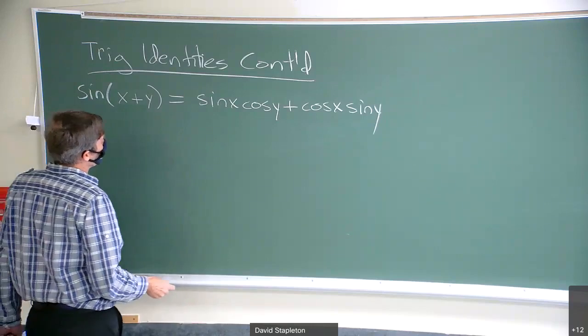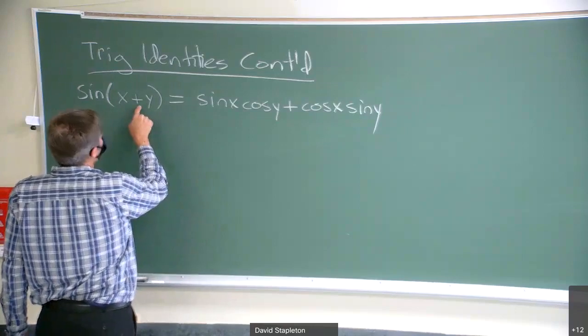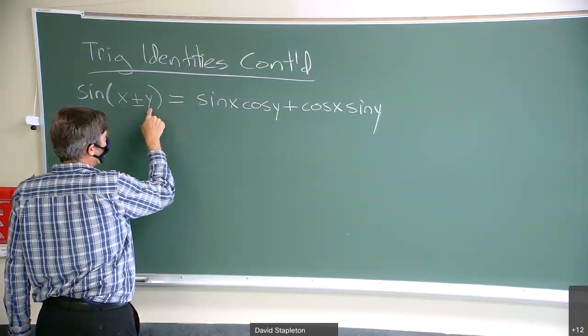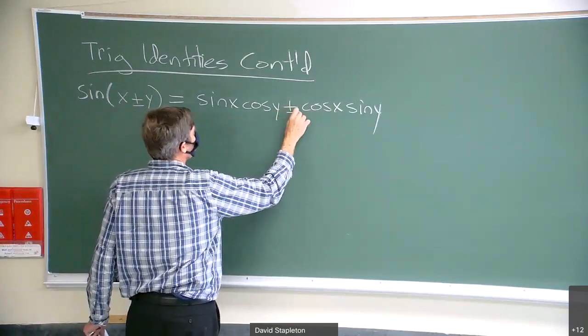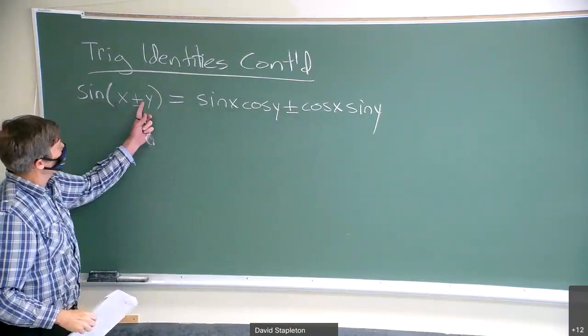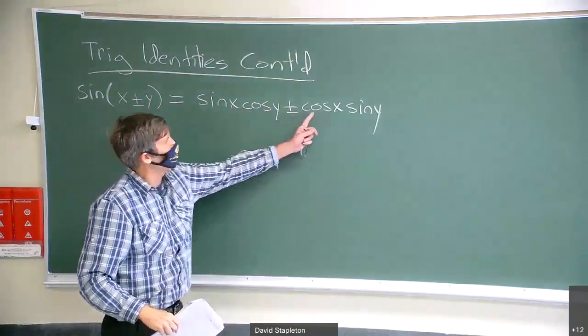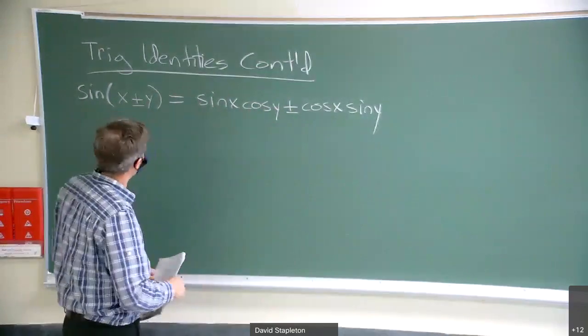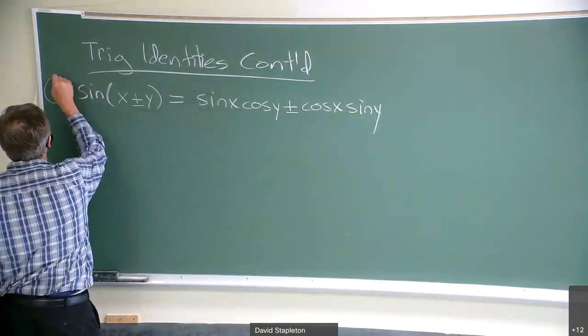Now there's another one here. If we put a minus here so that we subtract two angles, then that just puts a minus here. So we can memorize two identities at once. Sine of x minus y is sine cosine minus cosine sine. So plus goes with plus, or minus with minus. This is two identities in one, we said. Let's call that equation 1.